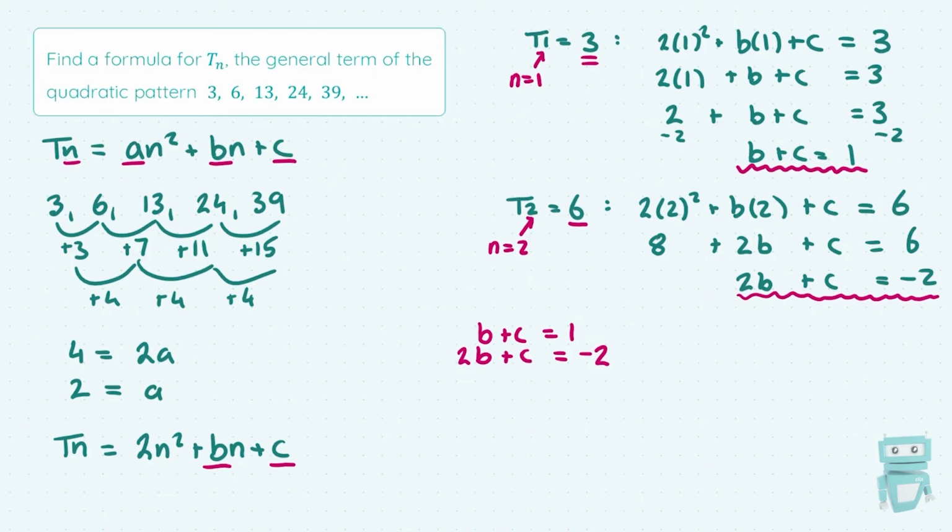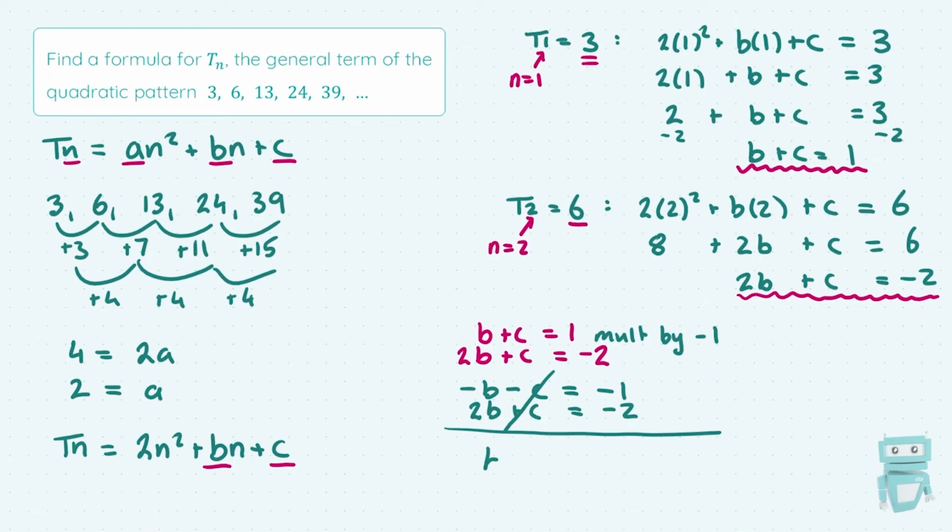So what I'm going to do is eliminate the c's, and to do that, I will multiply the entire first equation by minus 1. The second equation stays the same. We'll add our two equations together. The c's eliminate, and I'm left with b equals minus 3. So that means I know what b is in my Tn formula, and I'll substitute that in at the end.